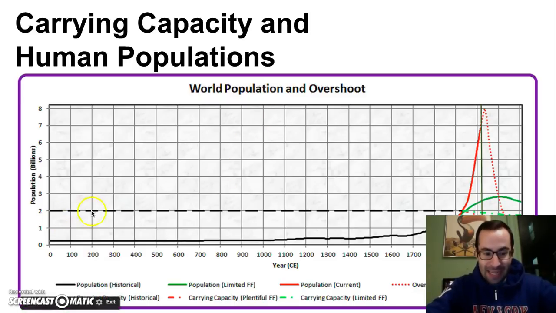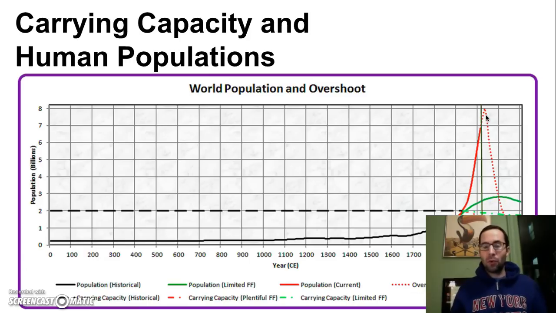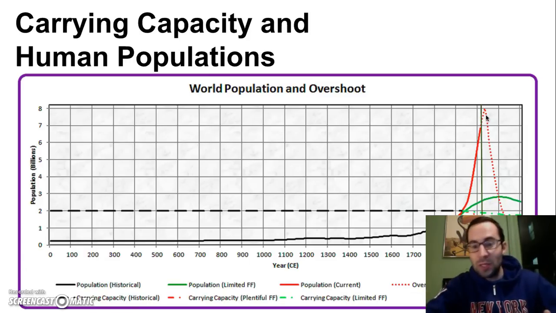Now this dotted line right here is what some people expect to be Earth's carrying capacity, or the human population carrying capacity. And as you can see, the human population is well over that carrying capacity. Now, we don't know, is the human population going to crash? Or, as some people think, are we going to come up with new technologies and new resources to make sure that this human population growth is sustainable? To be determined.